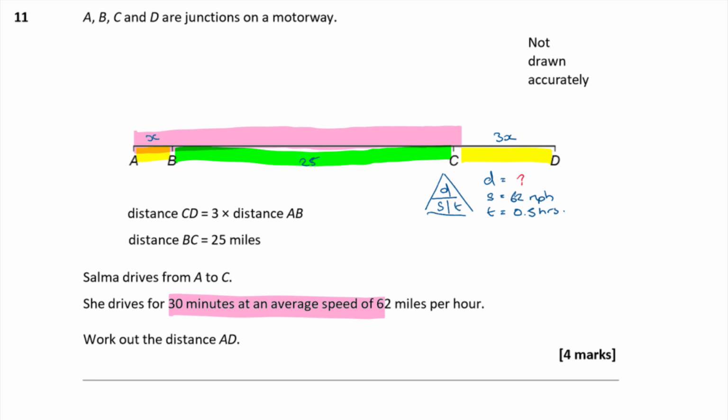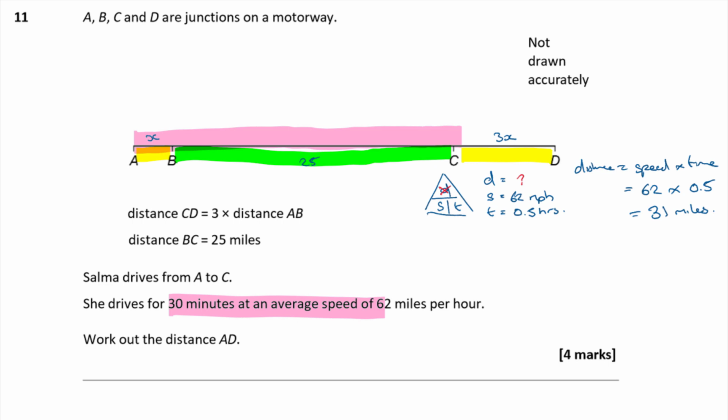So we're going to cover up the thing that we don't know, it's the D. And then that tells us that the distance is equal to the speed times the time. So distance equals speed times time, which in this case is 62 miles per hour times 0.5. So basically we're going to halve 62, and that is going to give us 31. What are the units? Speed was in miles per hour, time was in hours. Multiply it together, you're going to get miles. So that is 31 miles. So that whole pink bit up there is 31 miles.